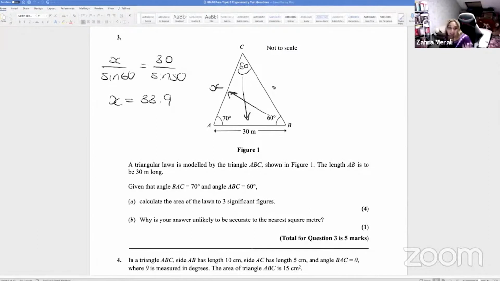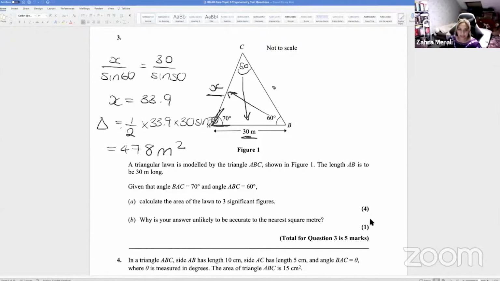Now I can use the area of the triangle. So area of a triangle equals a half AB, the x and the 30. I'm going to use the two sides that I know. So 33.9 times 30, and it's sine C. So it's sine of the angle between them, sine 70. Put that all in your calculator in one go, and you get 478. It's an area, so it's meters squared.